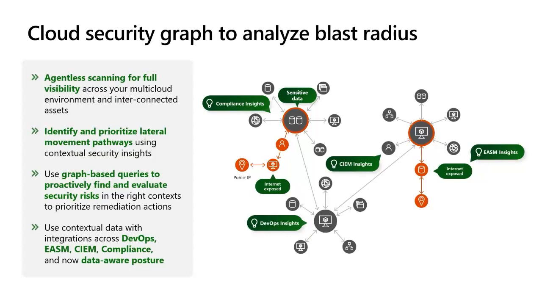Now, the Cloud Security Graph is the platform behind contextual security. Cloud Security Graph is a graph-based context engine that exists within Defender for Cloud. It collects data from various data sources like DevOps systems and EASM tools. It collects data about your cloud resources, not only in Azure but also multi-cloud resources, and how these resources are connected to each other.